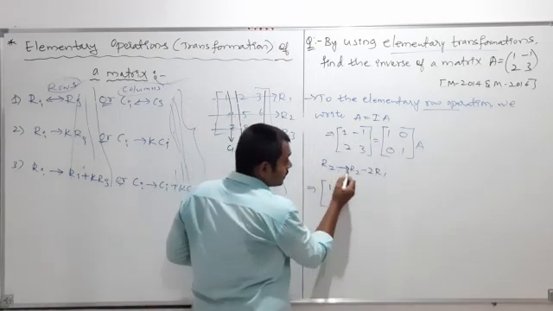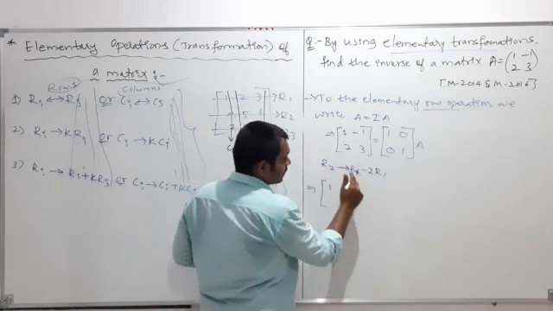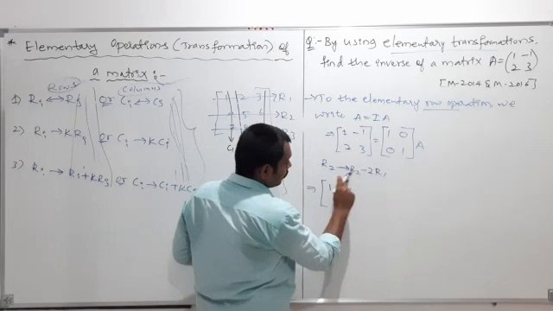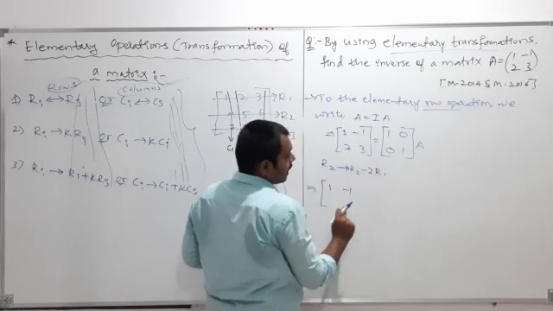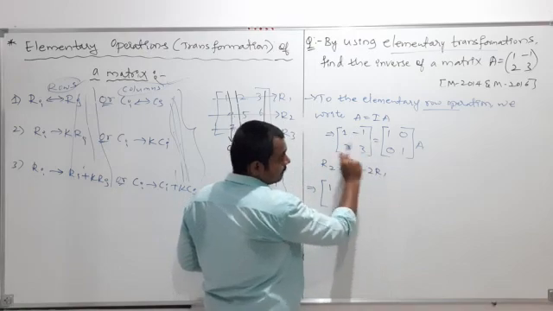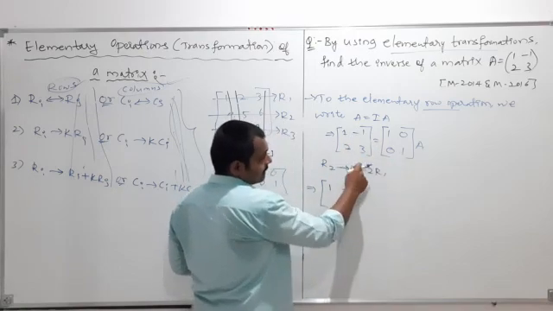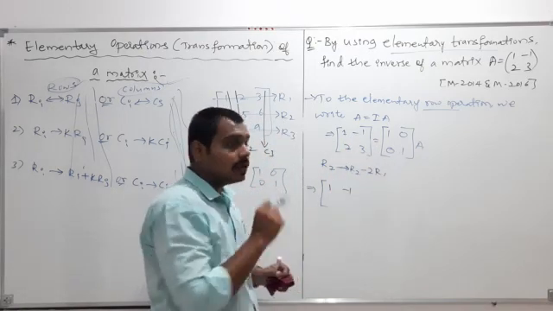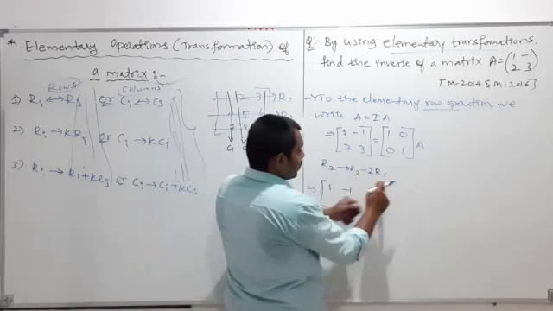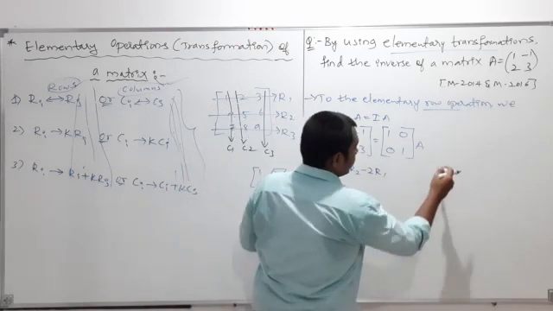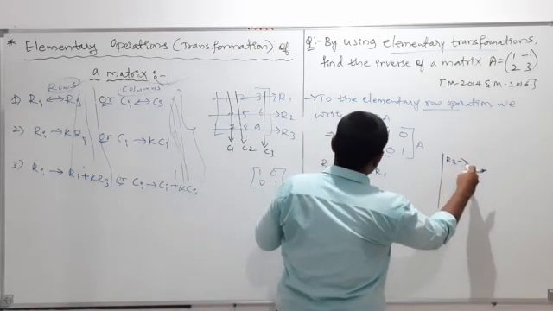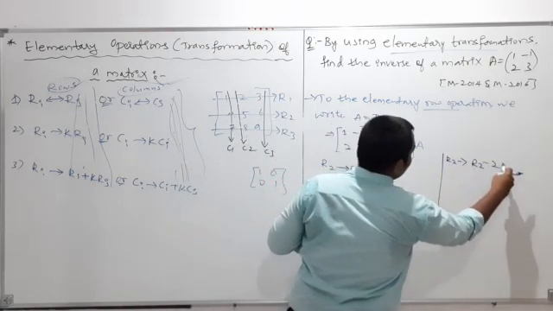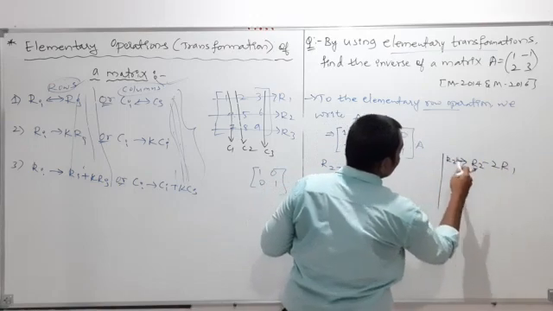But row 2 is changing. How is it changing? Row 2 is changing: row 2 minus 2 R1. In row 2 we will apply this rule to every element. First I will take this element. What is the rule we have? R2 changes to R2 minus 2R1.